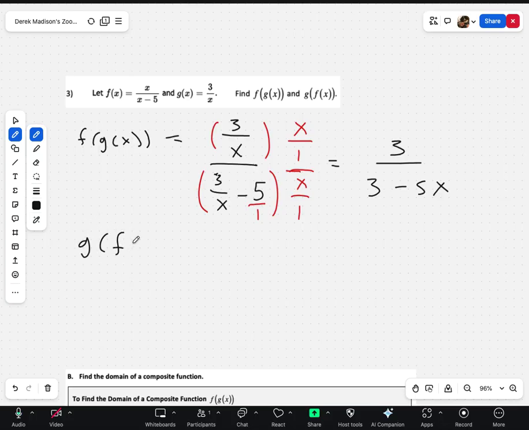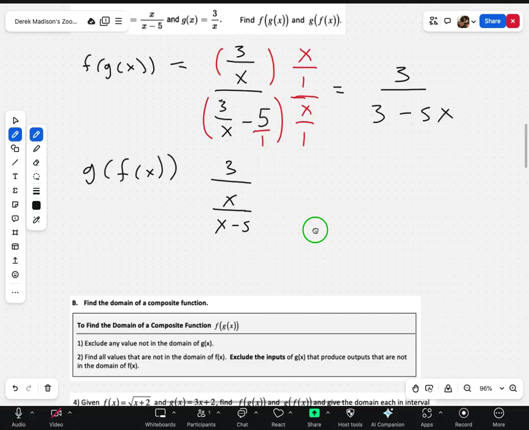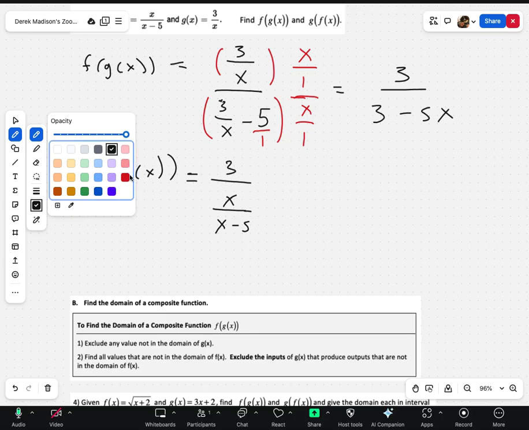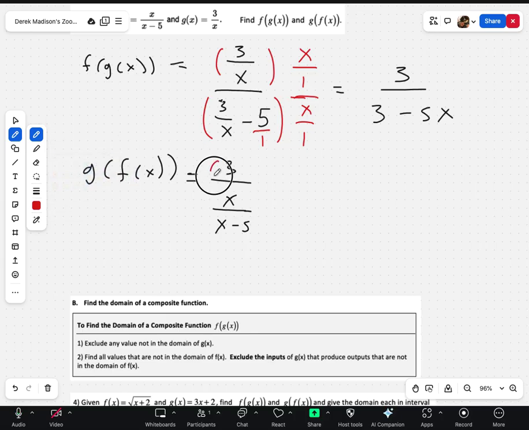For g of f of x, in that case we're going to put f into g. So it'll be 3 over x minus 5. In this case, the denominator for that 3 would be a 1, 3 over 1 if I wanted to write that as a fraction. So the LCD for both of those is just the x minus 5. So that's what I'm going to use to clean this up.